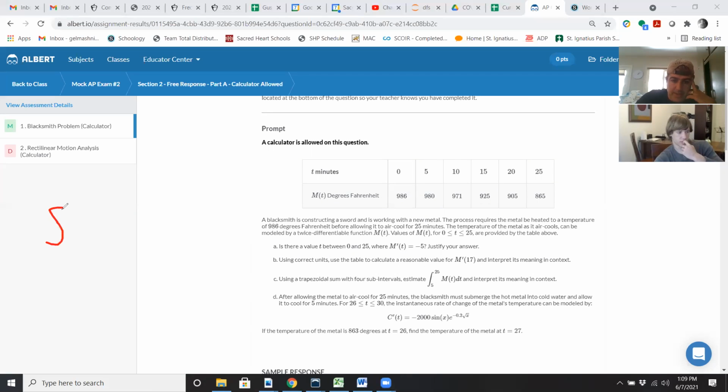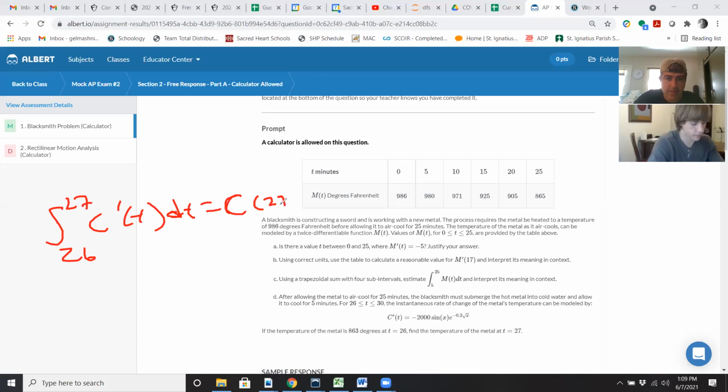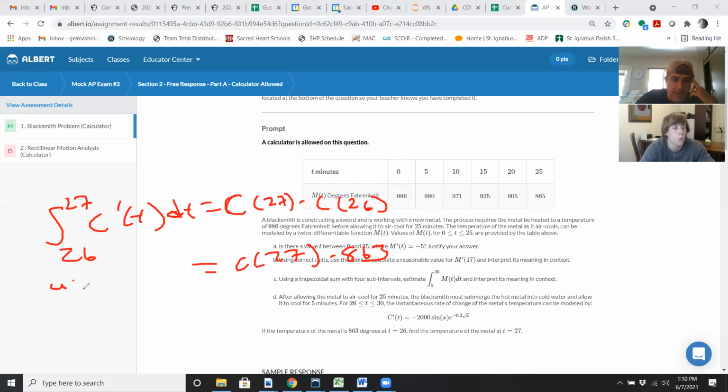So what you're doing is integrating C prime of t from 26 to 27, dt. That's going to be C of 27 minus C of 26. Well, C of 27 is what we want to find. C of 26 is given as 863. And here you have to use your calculator to work that out.